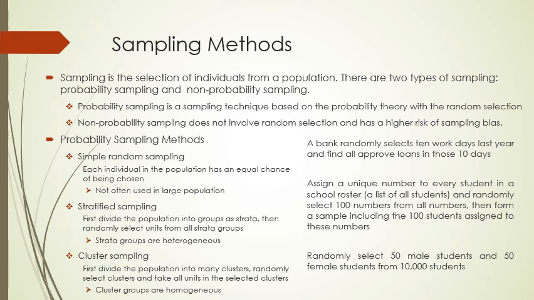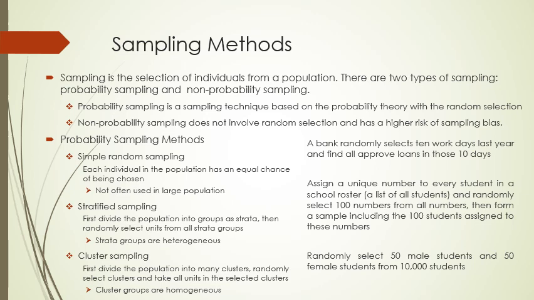Cluster sampling is another popular sampling method that should not be confused with the stratified sampling. In the cluster sampling, we divide the population into many clusters and then randomly select clusters and take all units in the selected clusters to form the sample. Different from the strata sampling, the cluster groups should be as homogeneous as possible so that each cluster is a good representation of the population.